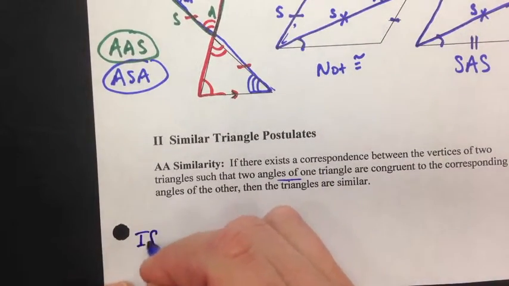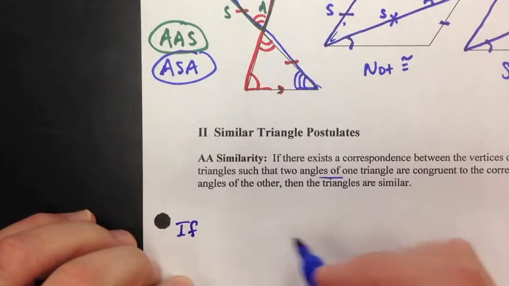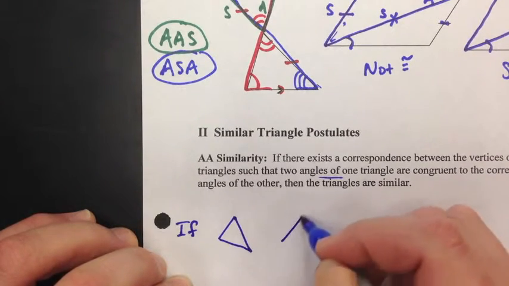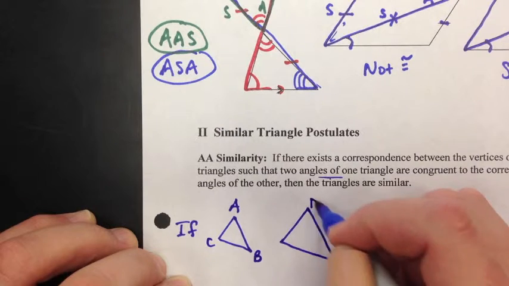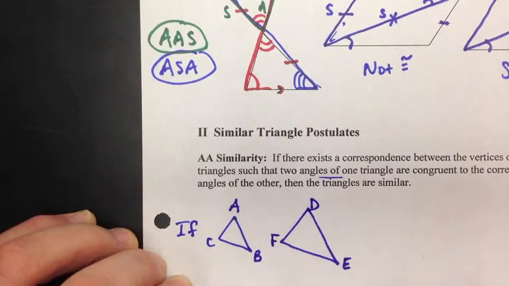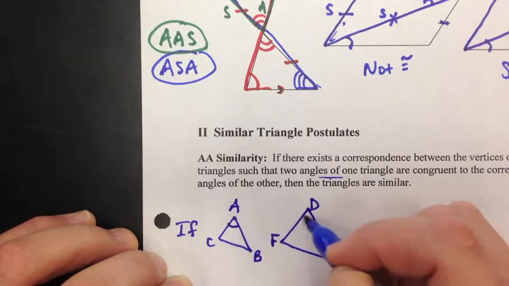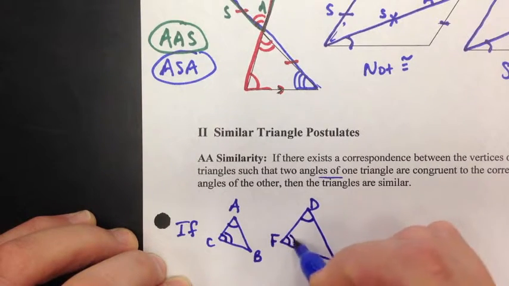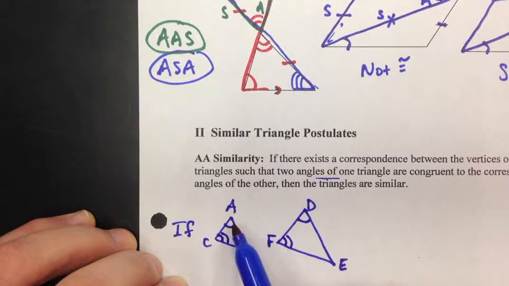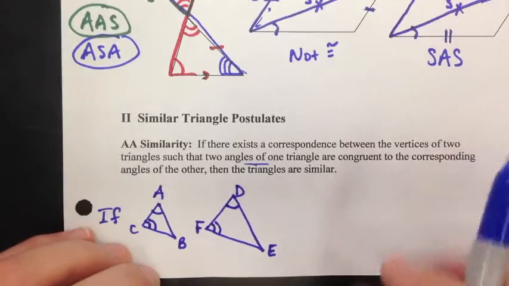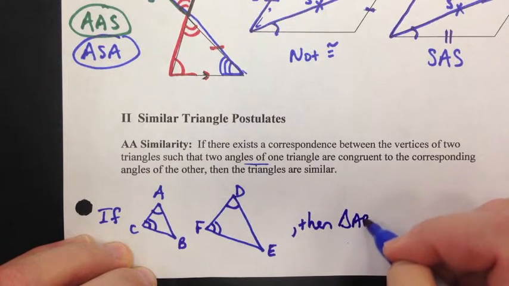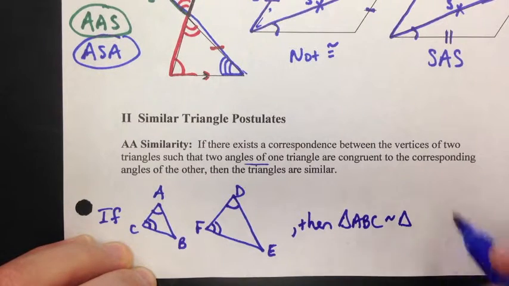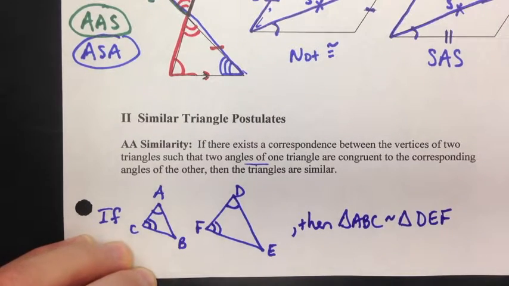Here's what it's saying. If, and let's draw a picture here, let's say we've got 2 triangles, and we'll call them ABC and DEF. If you know that 2 sets of angles are congruent, so if I know that angle A and angle D are congruent, angle C and angle F are congruent, then I can say for a fact that the triangles are similar. Then triangle ABC is similar to triangle DEF. That would be true. That's a true statement.